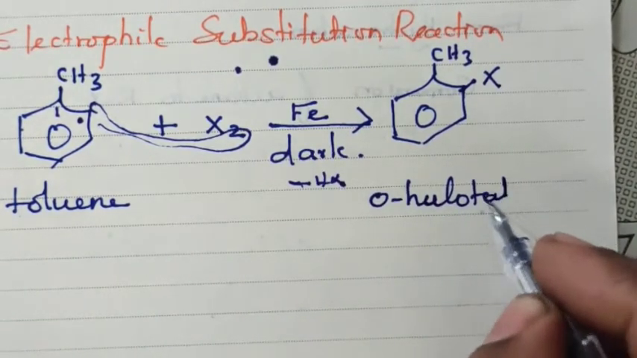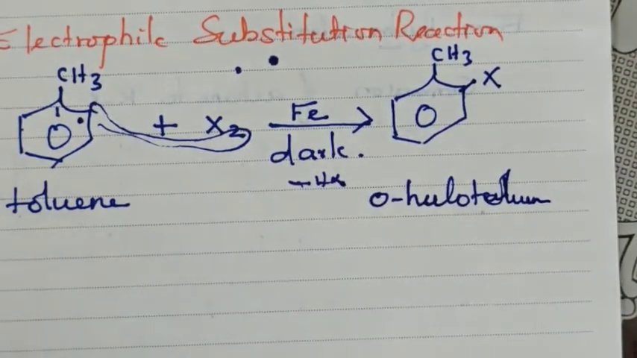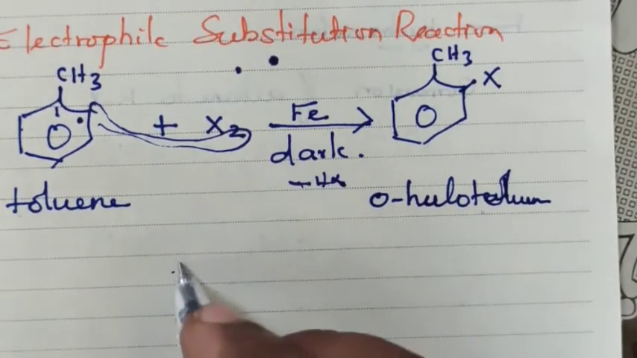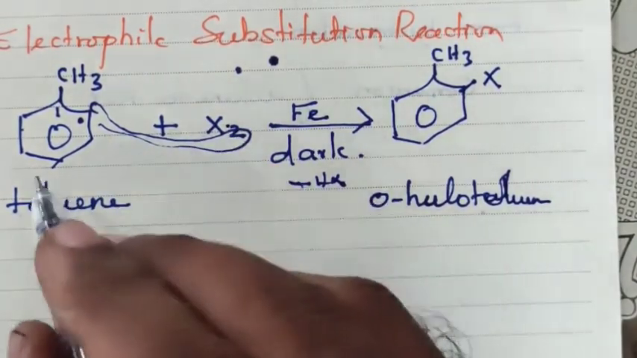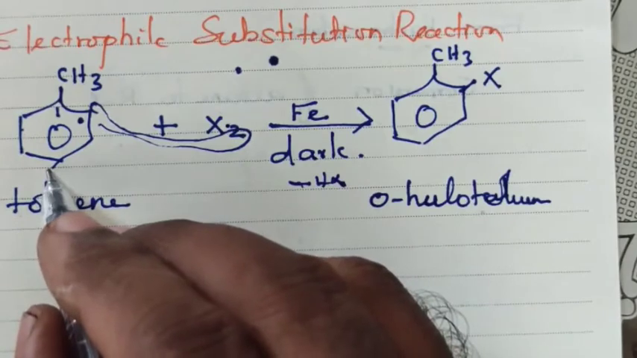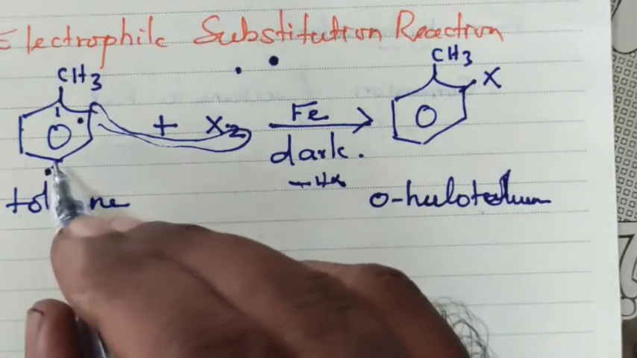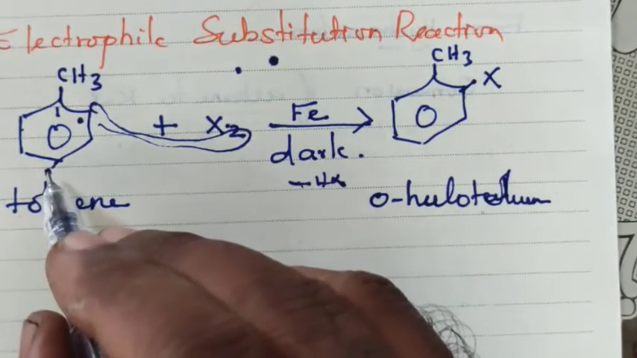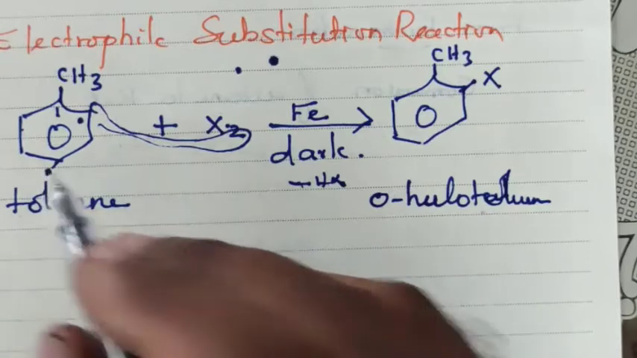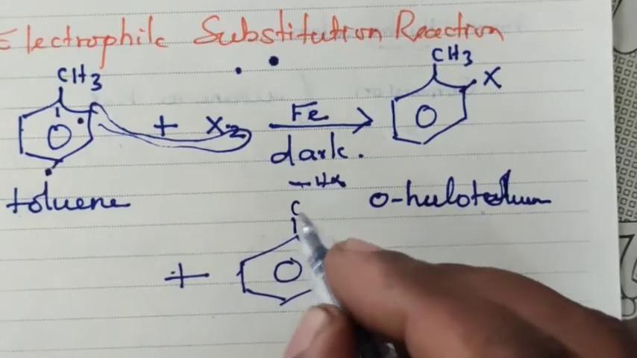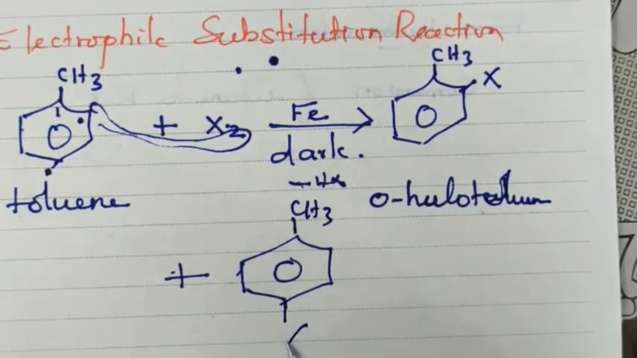So we are getting ortho-halotoluene. Similarly, at the same time, another product we are also getting. That means the same reaction takes place in the para position also. Para position means 1,4 position is called para position. So one X replaces the hydrogen atom of the para position. So what are we getting? We are getting one more product, that is toluene, but in the para position it has X. So it is called para-halotoluene.